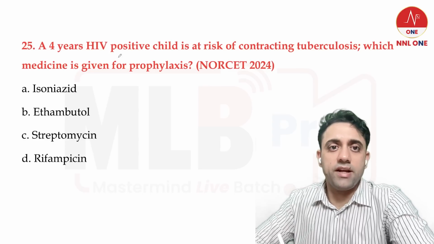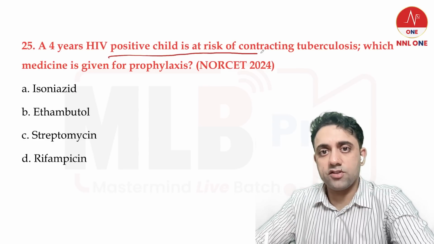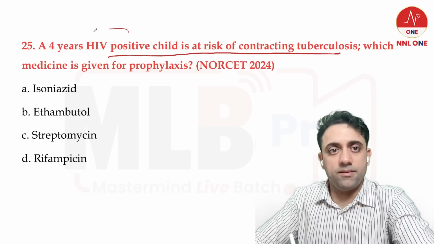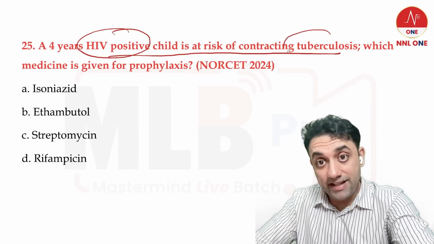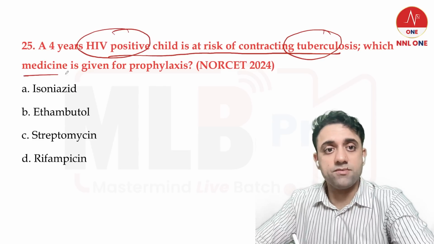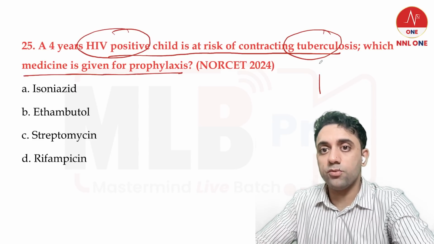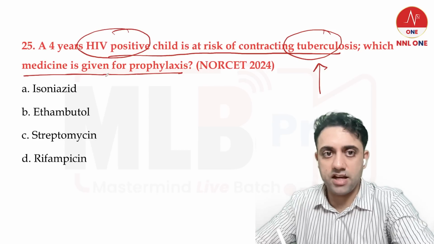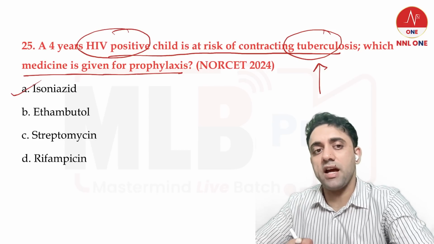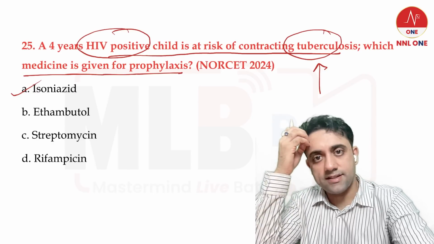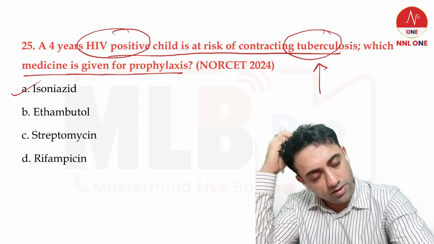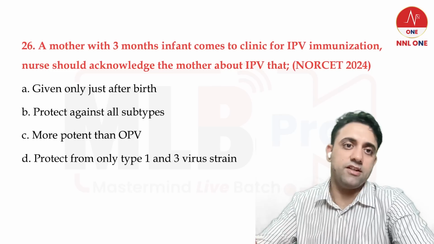A 4-year-old HIV positive child is at risk of contracting tuberculosis. The baby is HIV positive and can get tuberculosis. Which medicine is given for prophylaxis? They are asking for the prophylaxis of tuberculosis, not for the prophylaxis of HIV. So the best answer for this question is isoniazid. Isoniazid is given to prevent tuberculosis. We give isoniazid to the baby.